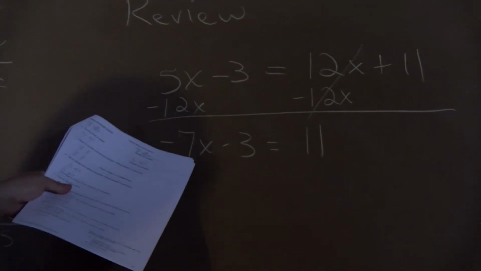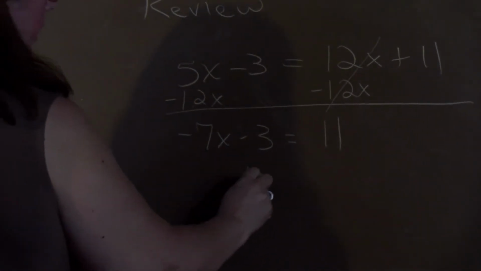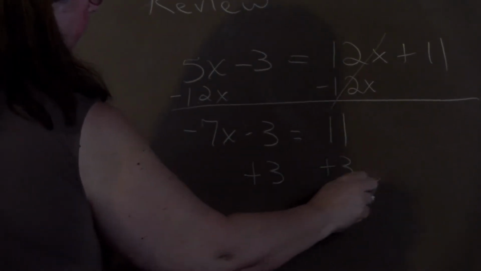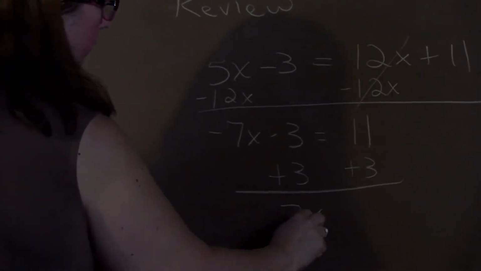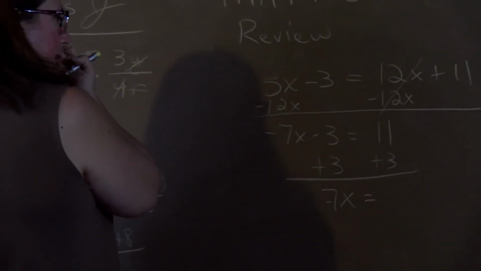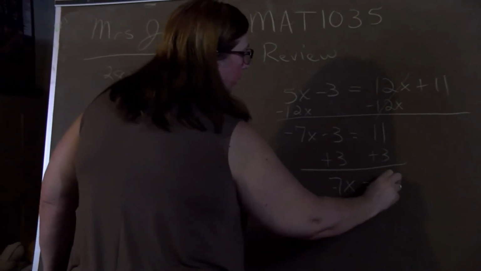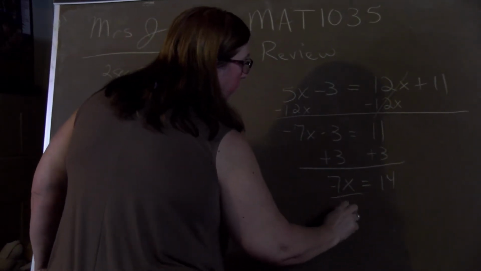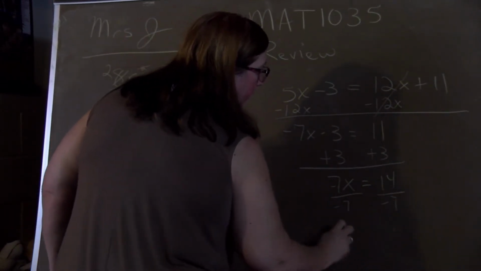And then we're still trying to get the x by itself, so we can add the 3 to the other side. And negative 7x equals 14, and then divide by the negative 7 to get it by itself.